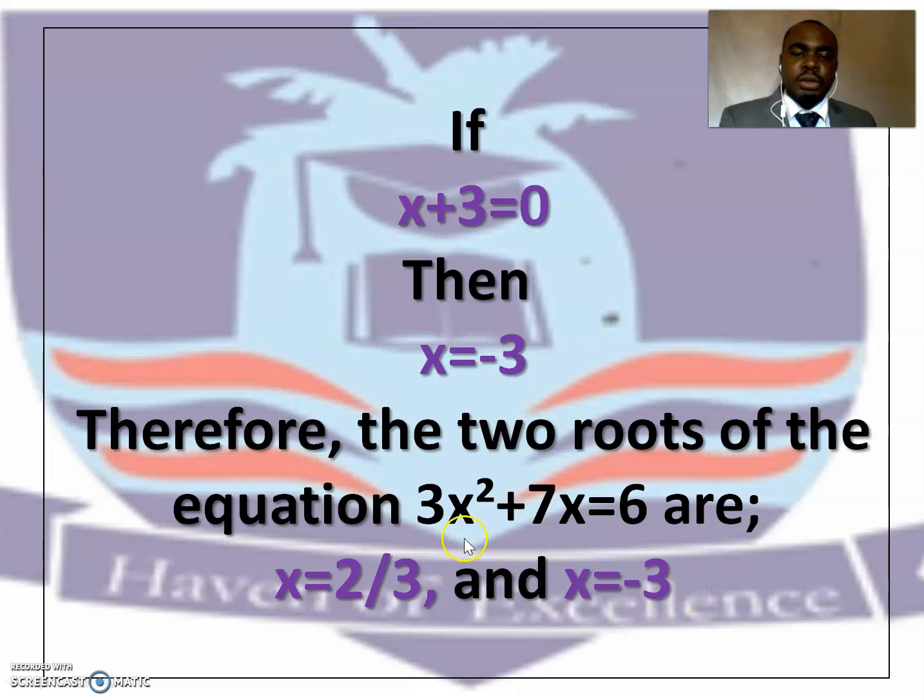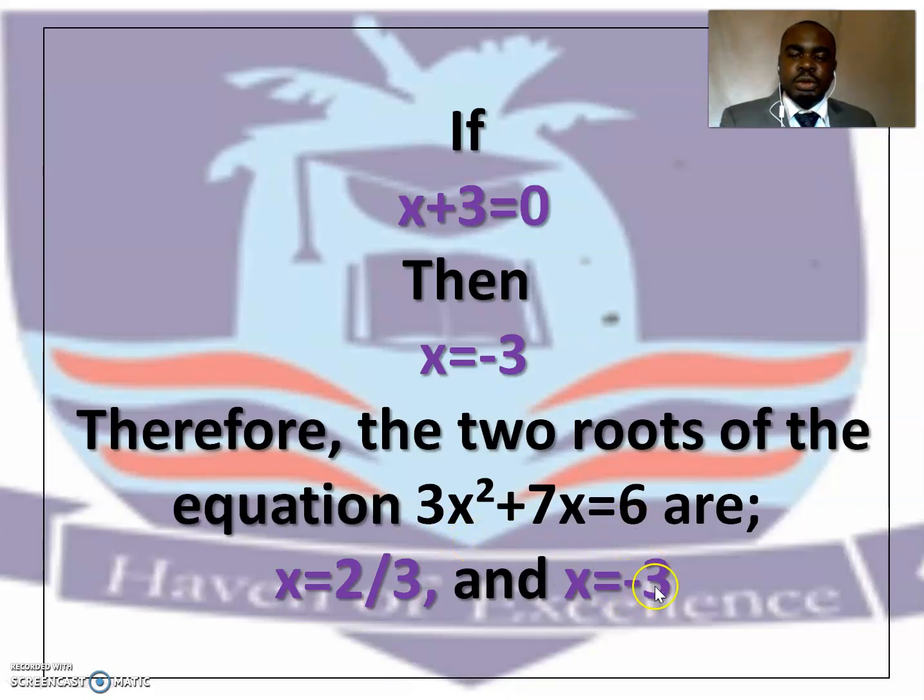If x equal to minus 3, then x squared will be minus 3 times minus 3, which will be plus 9. 3 times 9 will give us 27. And if x is equal to minus 3, then 7x is going to be 7 times minus 3, which is going to give us minus 21. So 27 minus 21 will give us 6. That shows that this expression holds true if x is equal to minus 3.